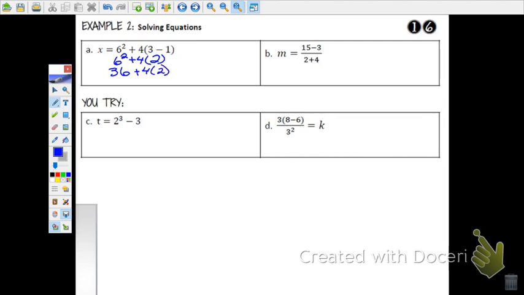Then we can multiply. 4 times 2 is 8. And then 36 plus 8 gives us our answer of 44. Because we are solving an equation, you need to drop down that variable and write your solution as x equals 44. So because we have an equation, I want to see that variable and your equal sign.